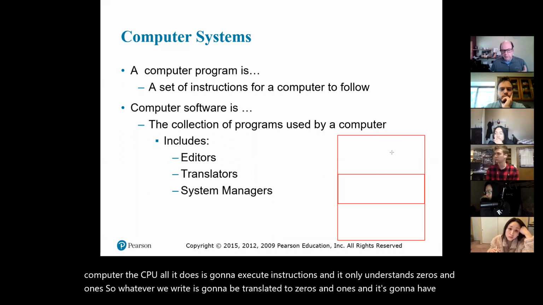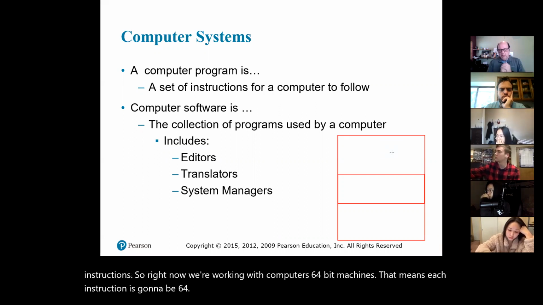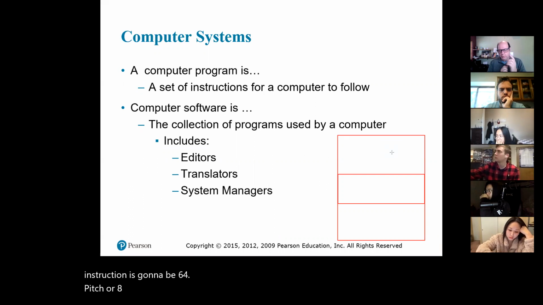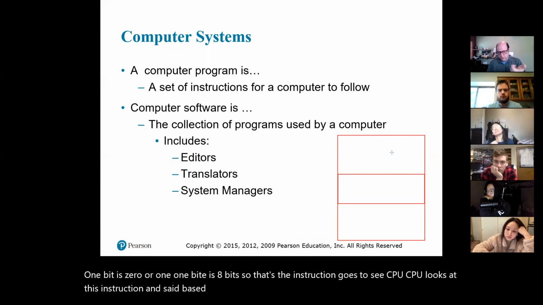Right now we're working with 64-bit machines. That means each instruction is going to be 64 bits or 8 bytes. 1 bit is a 0 or 1. 1 byte is 8 bits. So that's the instruction that goes to the CPU. The CPU looks at this instruction and, based on the first few zeros and ones, it knows what to do with it.